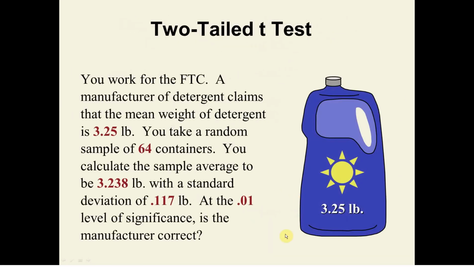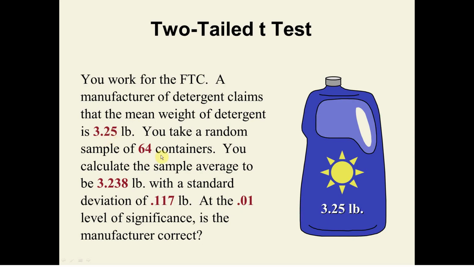Okay, let's look at a two-tailed test. Let's say I work for the FTC, the Federal Trade Commission by the way, and a manufacturer of detergent says that the mean weight of this detergent as packaged is 3.25 pounds. Let's take a random sample of 64 containers. I calculate a sample average to be this and a standard deviation of that. Let's test it at the 99% confidence level, or the 0.01 significance, that the mean weight is equal to this. So the mean weight is equal to that, or is it not equal to that?